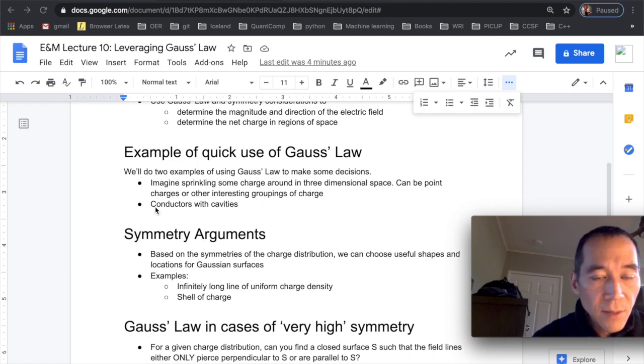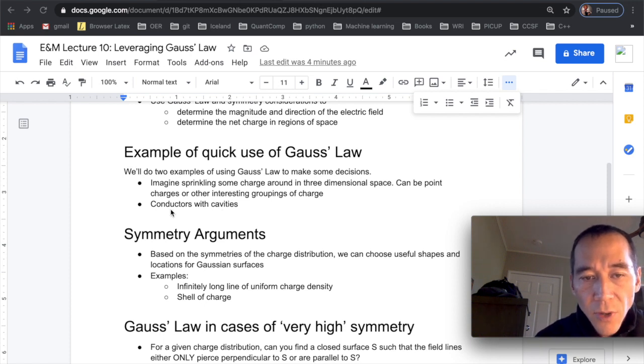And then the second example will be an example of thinking about conductors. So, for example, a metal object, where the metal object has holes in its interior. Not on its surface, but within. So these are referred to as cavities.